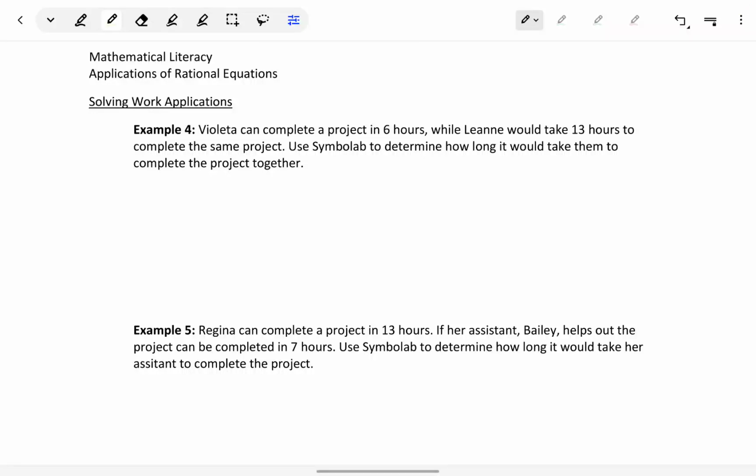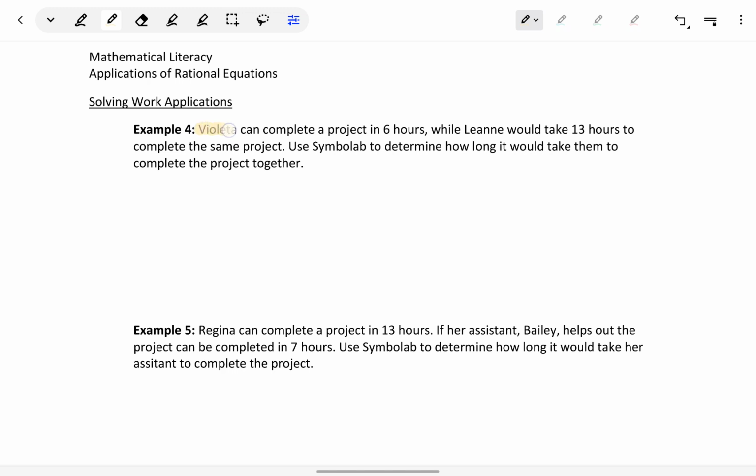The next two examples are referred to as work problems or work applications. In example 4, we're told that Violetta can complete a project in 6 hours, while Leanne would take 13 hours to complete the same project. We want to use Symbolab to determine how long it would take them to complete the project together.